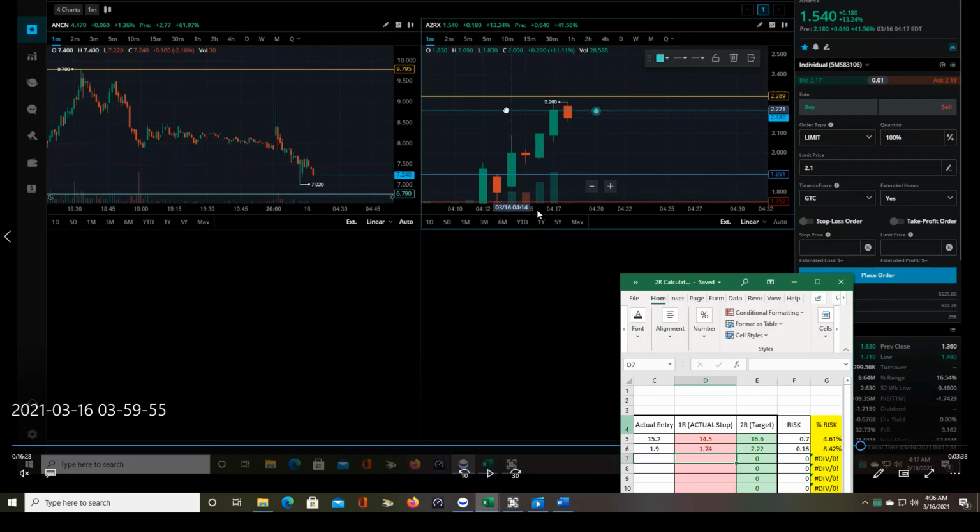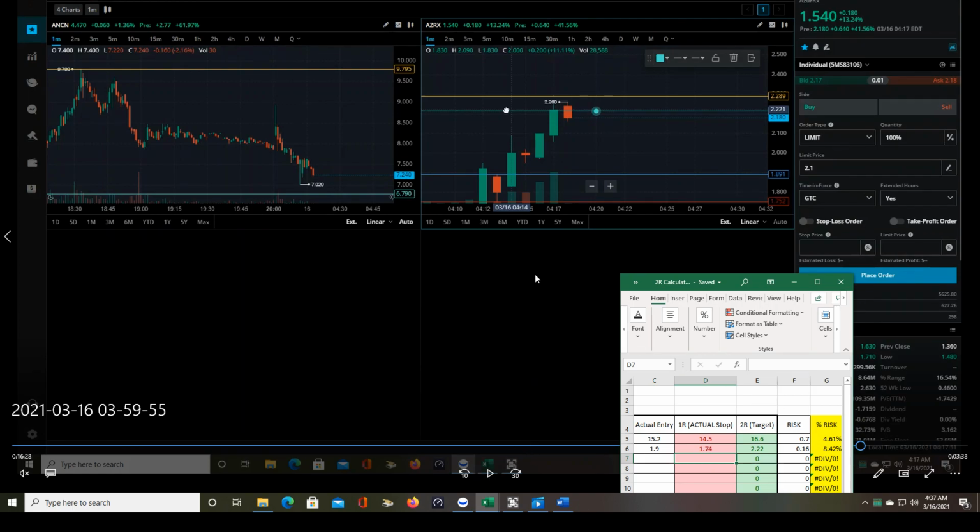The second trade would have worked out if I had not missed it, and it was an 8.42% risk, but I trade for 2R, so I would have actually made double on that, so close to 17%, and it would have not only wiped out that trade, but would have left me with some profit.